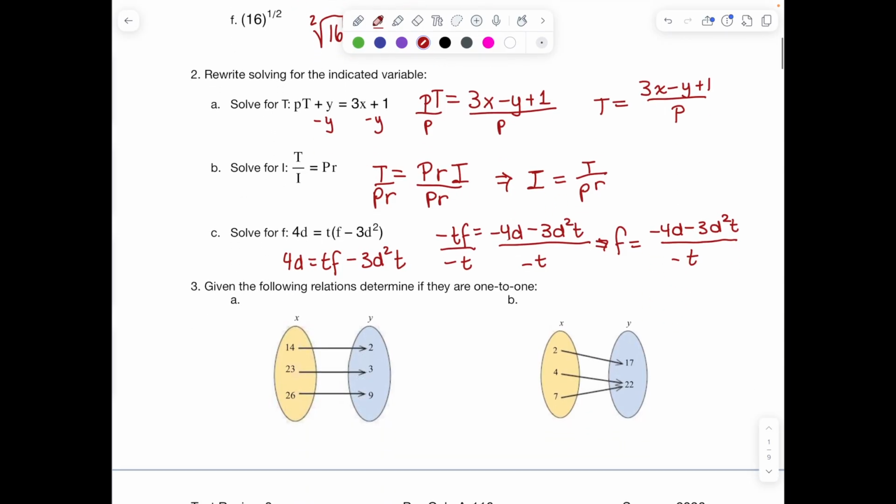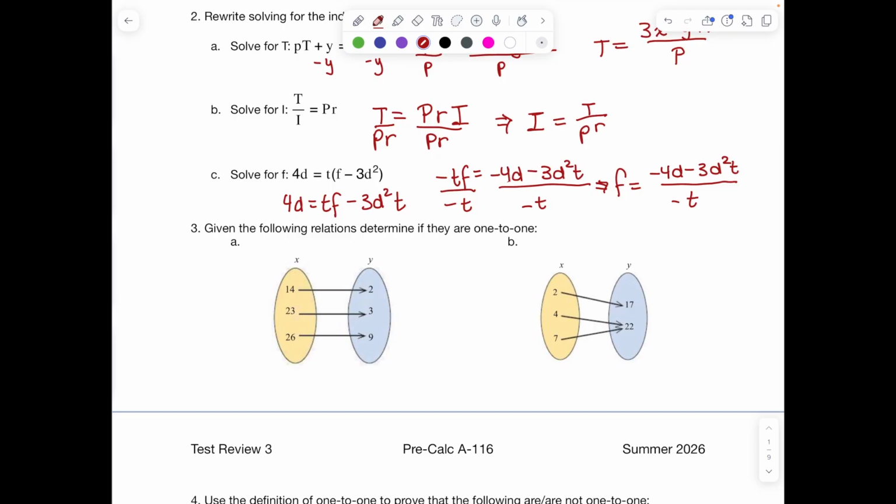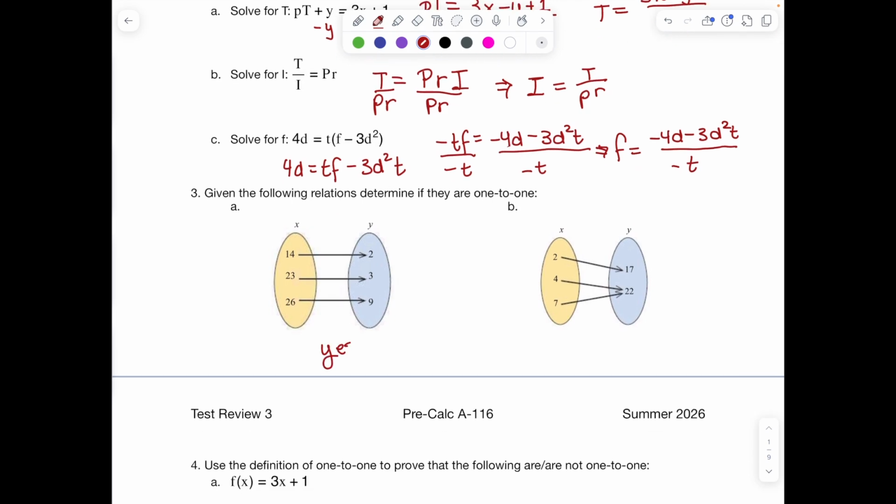Okay, for problem 3, we need to determine if the following relations are functions that are 1-to-1. So from x to y, each x has a distinct y. Since there's only single arrows, yes, this is 1-to-1. For b, since 7 and 4 both map to 22, this is not going to be 1-to-1. Not 1-to-1.